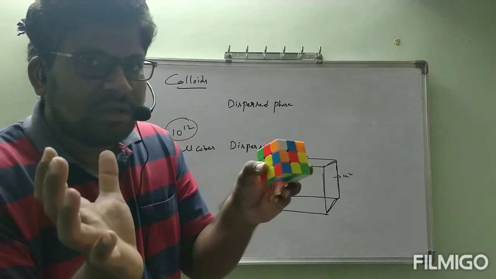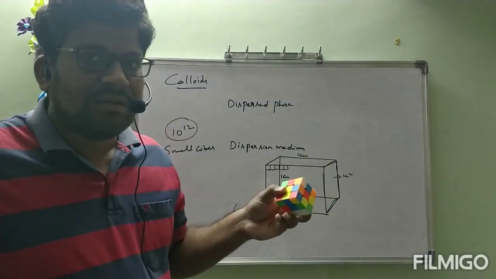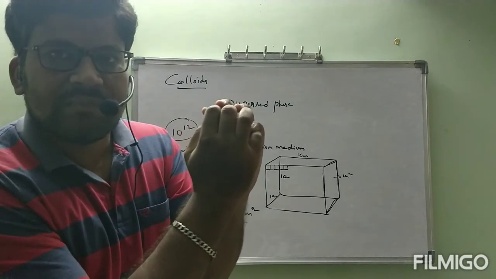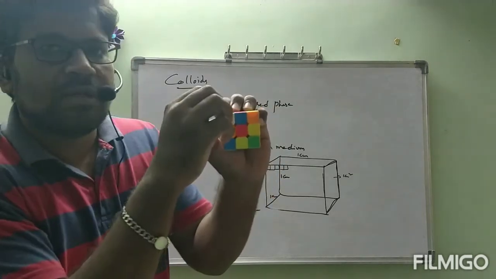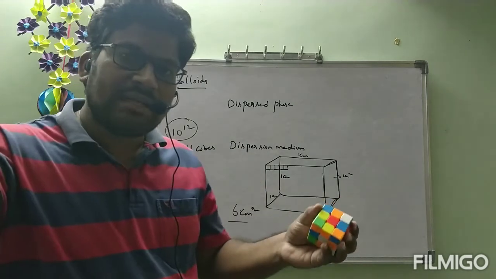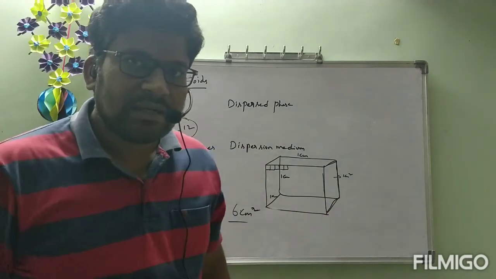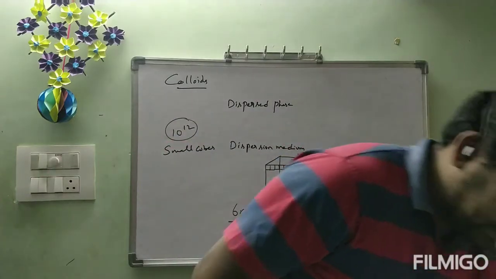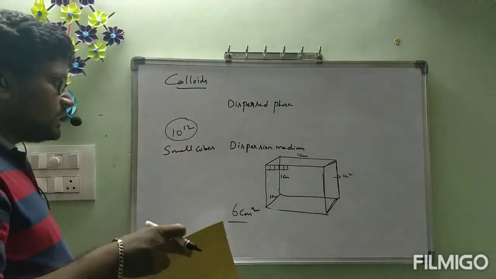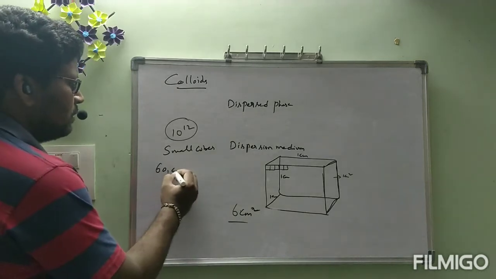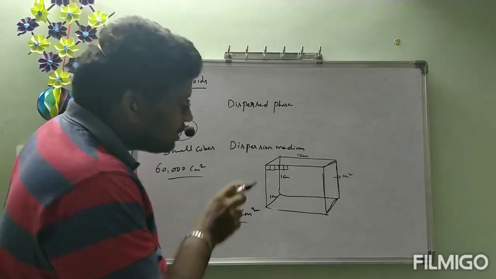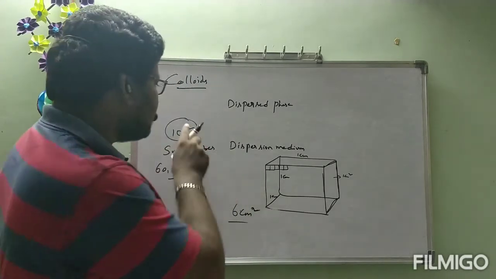Because of separation, surface area increases. Why is it increased? Previously only this total surface area is in contact with water, for example. Now if I make it into small cubes, the inside also will be in touch with water or not? So automatically the surface area in contact will increase. What is the surface area? It will become 60,000 centimeter square.